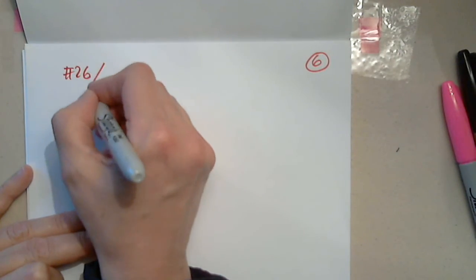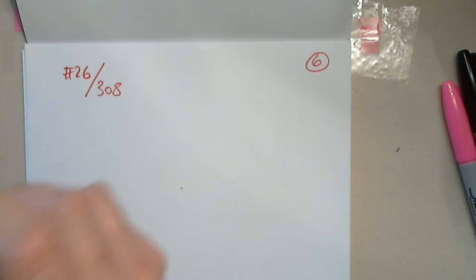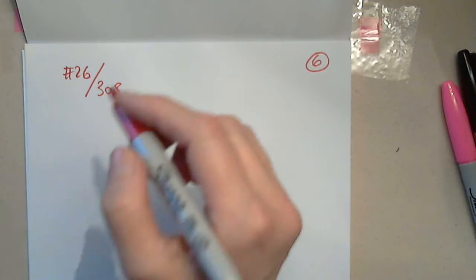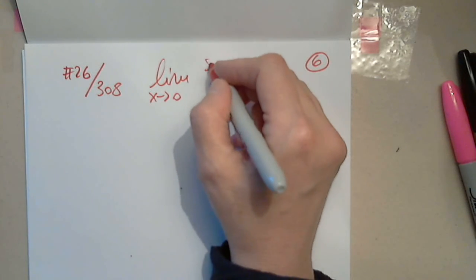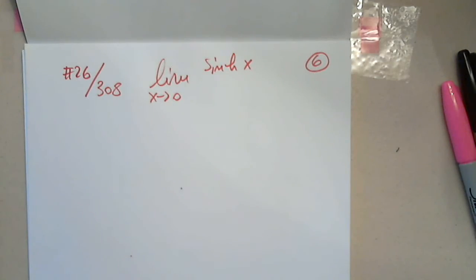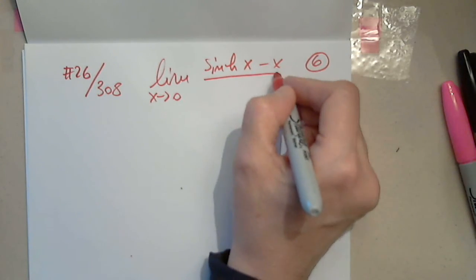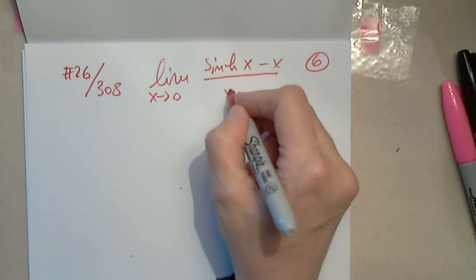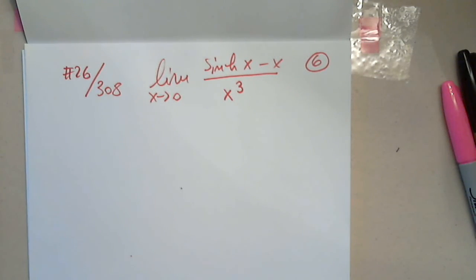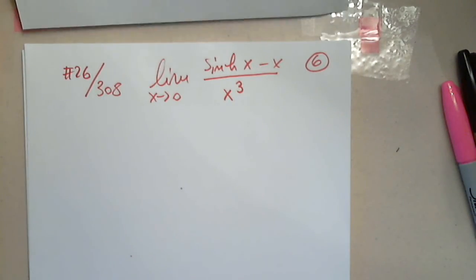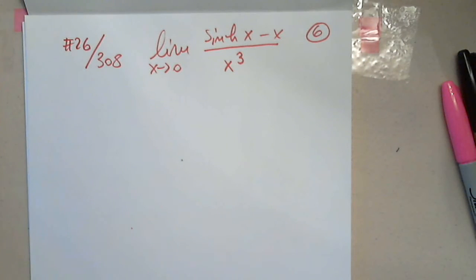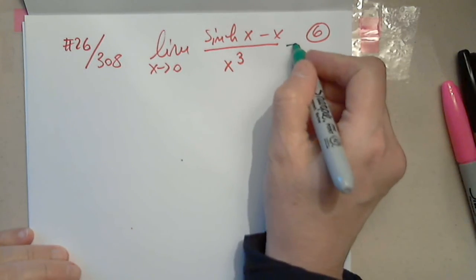So 26, again page 308, and we're looking at the limit as x approaches 0 of hyperbolic sine x minus x, divided by x cubed. It's a ratio. I'm really hoping for one or the other so I can immediately find the answer with L'Hopital's rule. If that's not the case, maybe I can make some adjustments, maybe algebraically, who knows? I don't know. So for now, let's just plug it in.